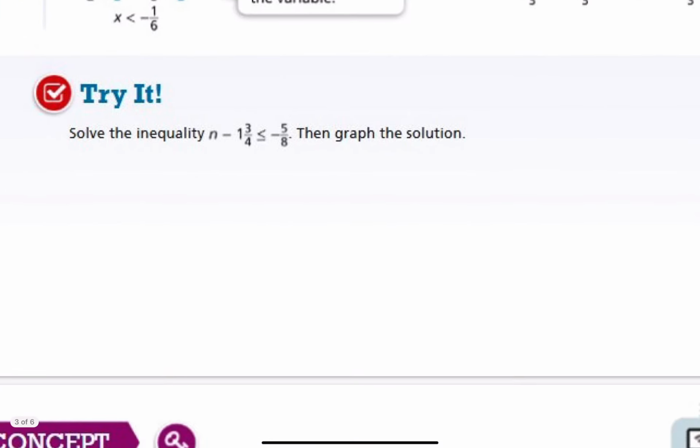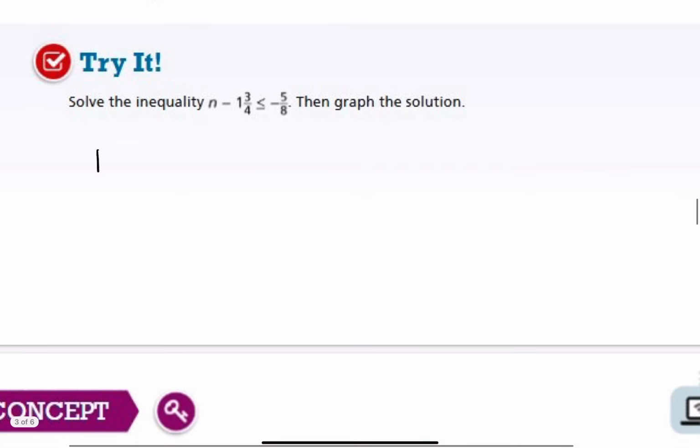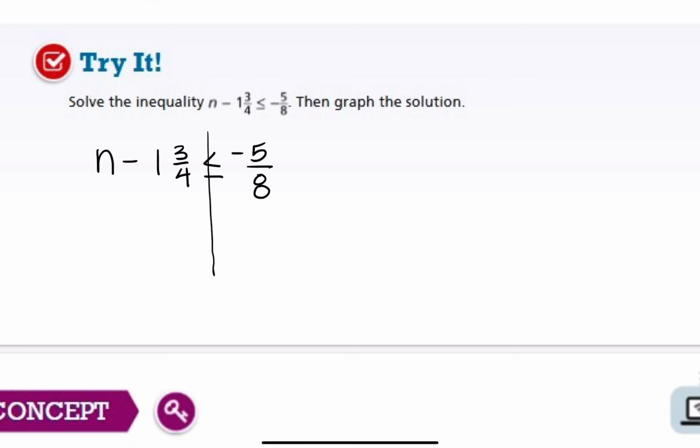All right, solve the inequality. So I have n minus 1 3/4 is less than or equal to -5/8. So I draw my line like normal, just now at the inequality instead of the equal. N is being subtracted from, so I have to add 1 3/4. Those cancel. On this side, I need to add 1 3/4. -5/8 plus 1 3/4 gives us 1 1/8. So that's N is less than or equal to 1 1/8.